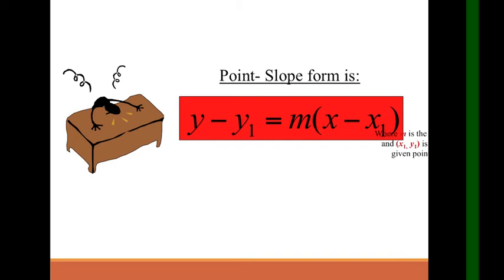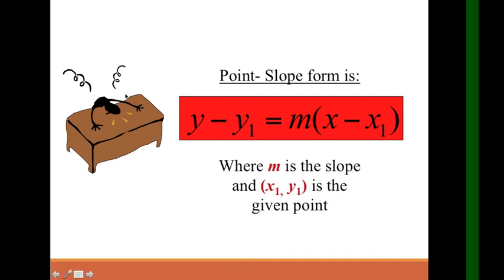Now, for the point slope form, meron tayong formula na y minus y sub 1 equals m times x minus x sub 1, where m is the slope and x sub 1 and y sub 1 is the given point. Okay, given point yung x sub 1 tsaka y sub 1. As we know, this is an ordered pair where x is the first one and then y is the second. Then this is the given point. Okay, so m is given and x sub 1 and y sub 1 are given.